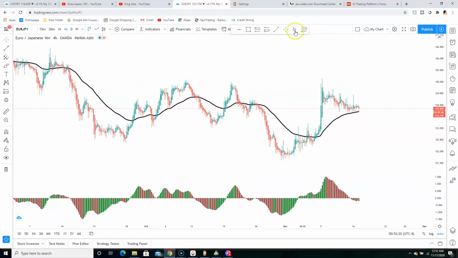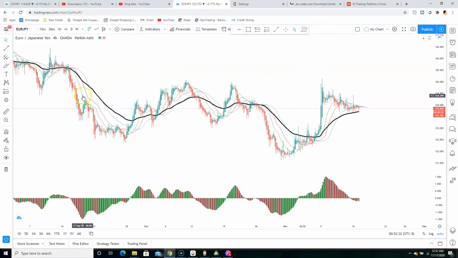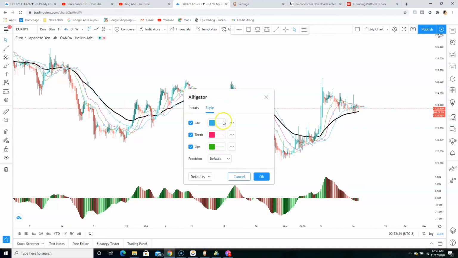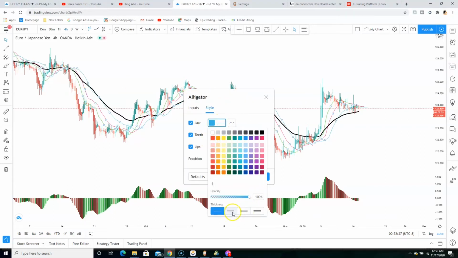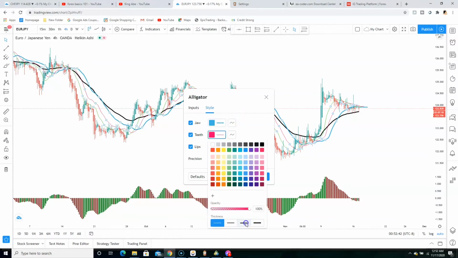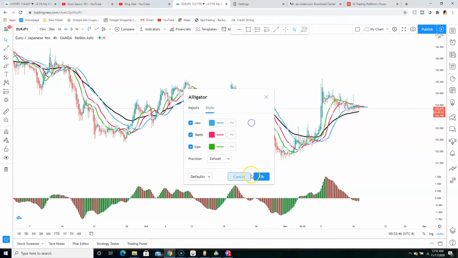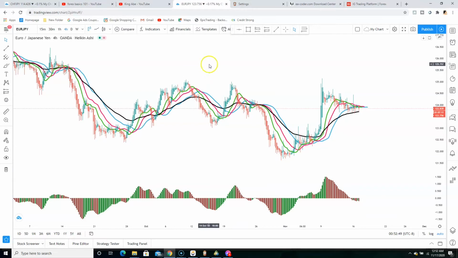Now we're gonna have to add one more indicator, and we're actually gonna add the Bill Williams alligator. We're gonna add that, and we also need to change the settings. We're just gonna change the thickness. We're gonna leave everything as it is. Now we have everything that we actually need.